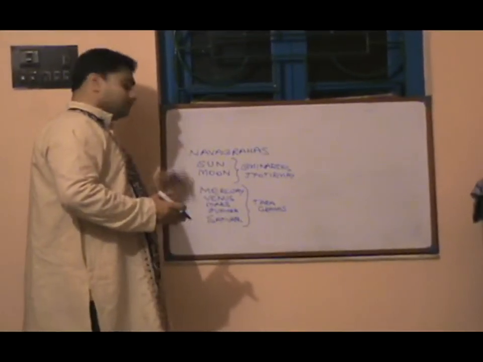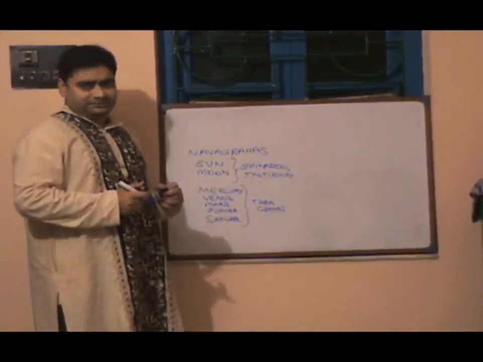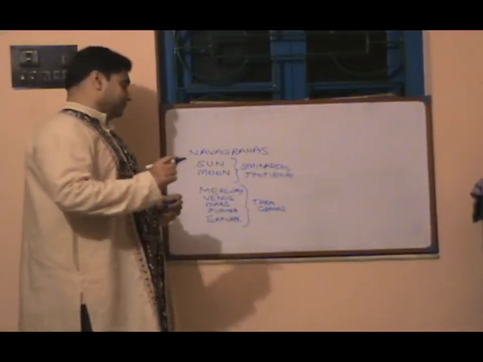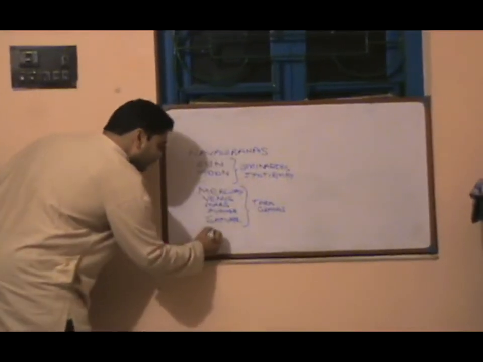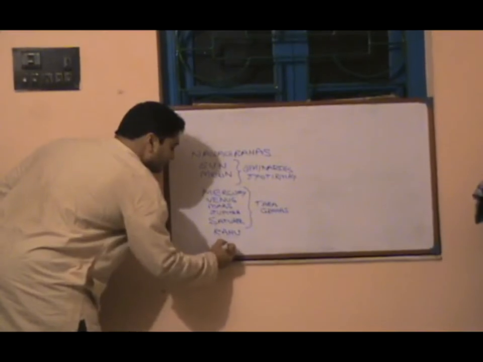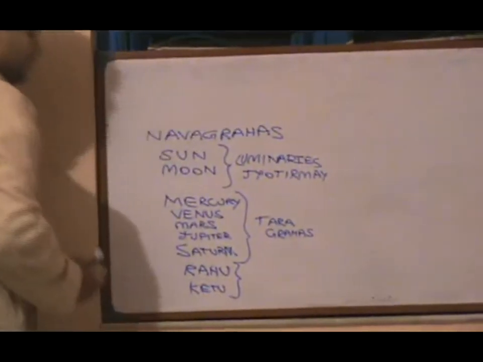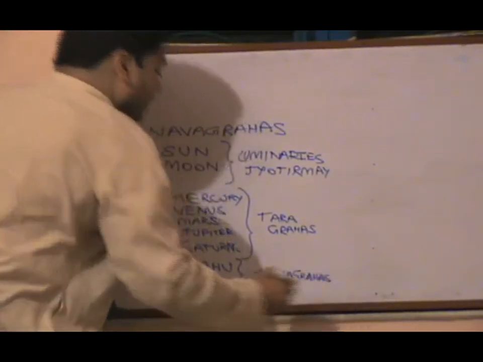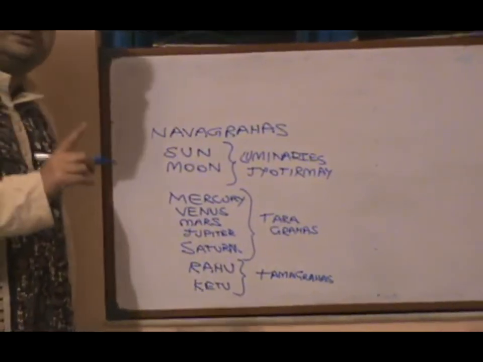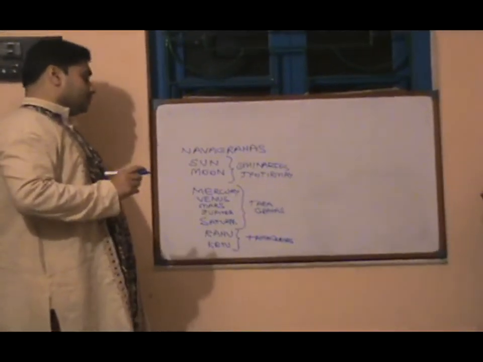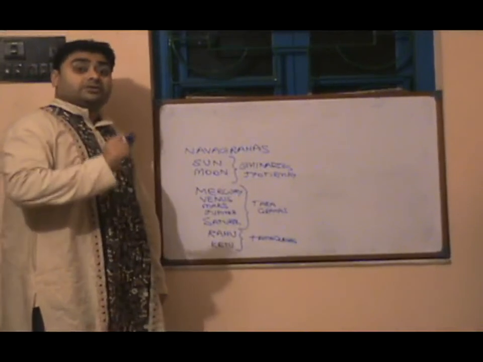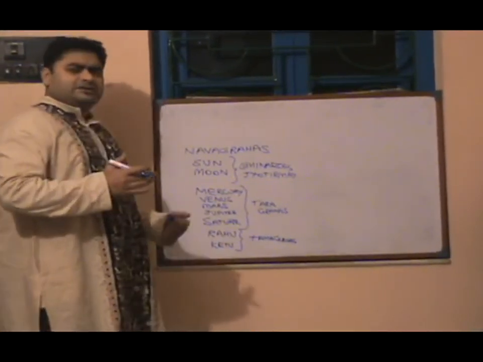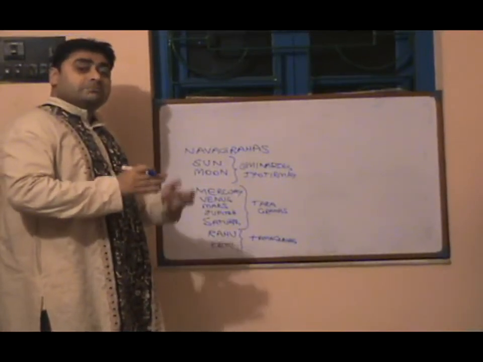So till now we have come to learn about 7 planets. So what are the remaining 2 planets? These are Rahu and Ketu, commonly called the nodes. So I write here Rahu and Ketu. These are called the Tamagrahas. Tama means dark. These are dark planets or the shadowy planets. Now, Rahu is sometimes called in Western astrology the dragon's head, and Ketu the dragon's tail. Rahu and Ketu are actually astronomical points without any mass.